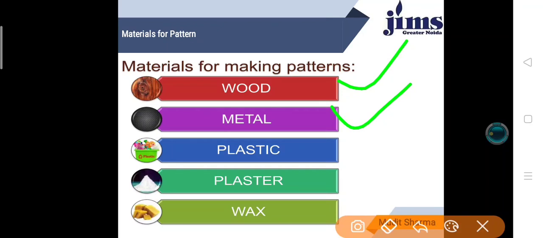Now next one is plastic. Why we use plastic pattern? Because it is highly resistant to corrosion, strong and dimensionally stable. The surface of the pattern is very smooth, no moisture absorption, strong and dimensionally stable, etc. These are the common advantages when we use this pattern.